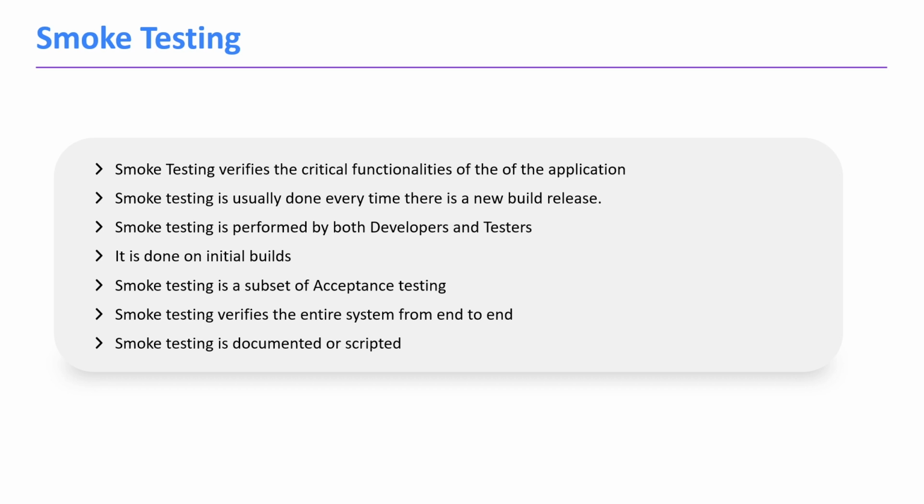Developers will do the smoke testing in their environment before releasing the software to the testing team, and the testers will do the smoke testing to check whether the build received from the development team is testable or not. Smoke testing is conducted on initial builds when the build is unstable.